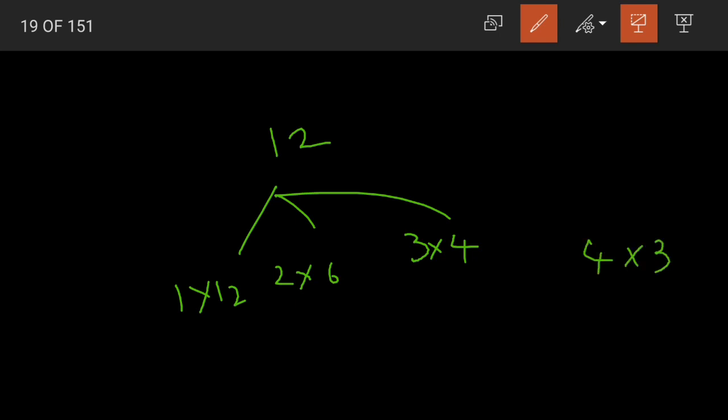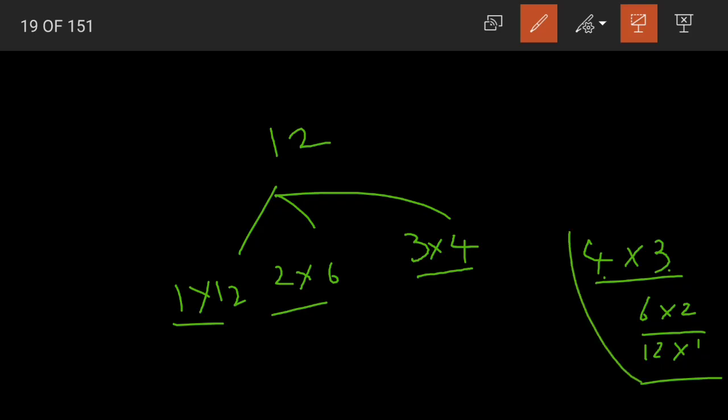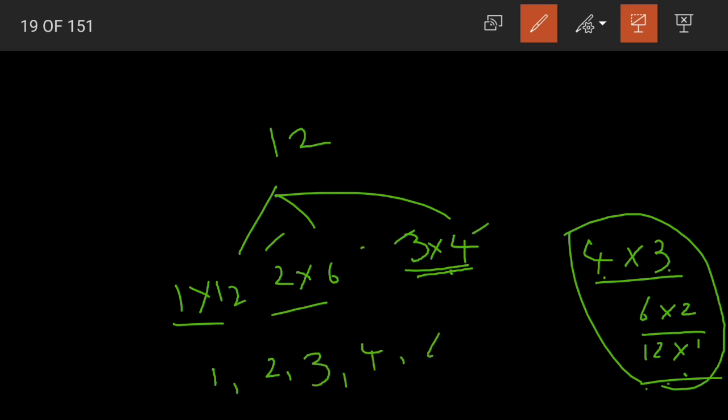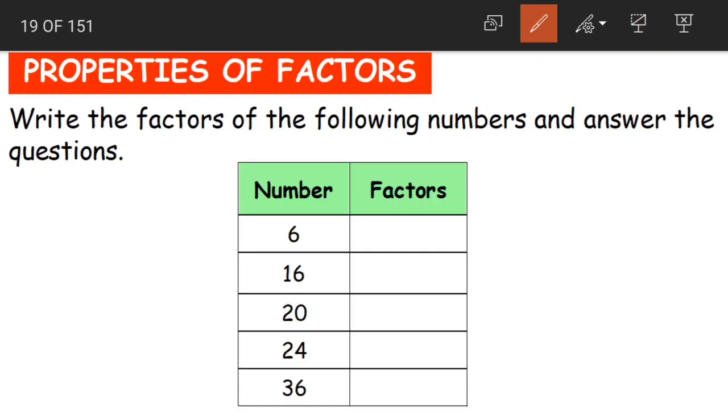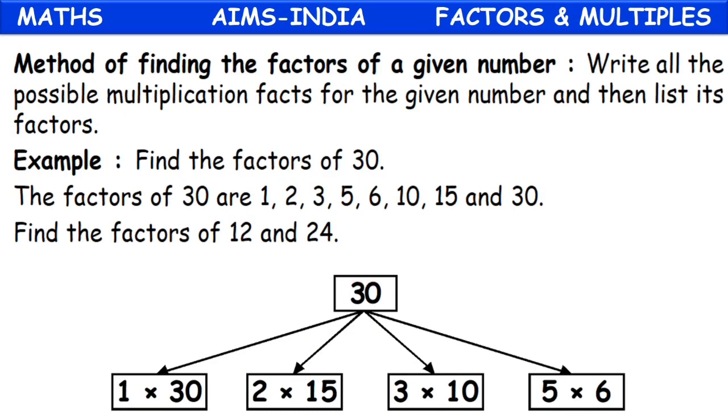Okay, you might say we have 4 3s are 12, 6 2s are 12, 12 ones are 12 also. Yes, but here if you look, these numbers are already repeated, children. So as the numbers are already repeated, you need not write them again. Understood? So what are the factors of 12? 1, 2, 3, 4, 6 and 12. These 6 numbers become the factors of 12. And I hope you can try how to write the factors for 24.